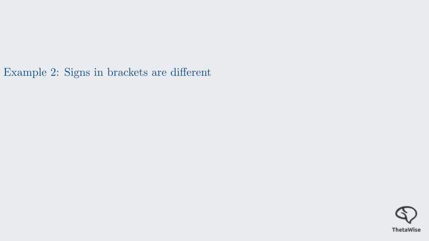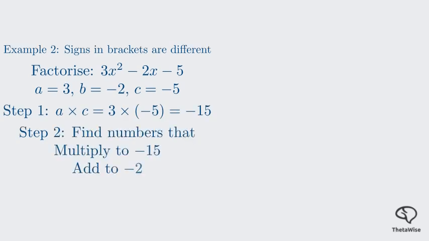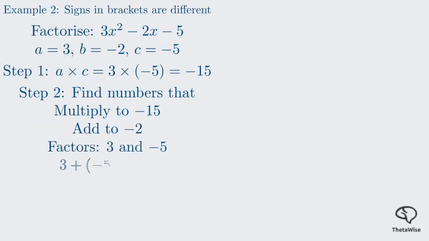Now, let's look at an example where the signs in the brackets will be different. This often happens when the constant term at the end is negative. Our expression is 3x squared minus 2x minus 5. Here a is 3, b is negative 2, and c is negative 5. Pay close attention to those negative signs. Step 1. Multiply a and c. 3 times negative 5 is negative 15. Step 2. We need two numbers that multiply to negative 15 and add to negative 2. The numbers 3 and negative 5 work. Since we need to add to a negative number, the larger factor must be negative.